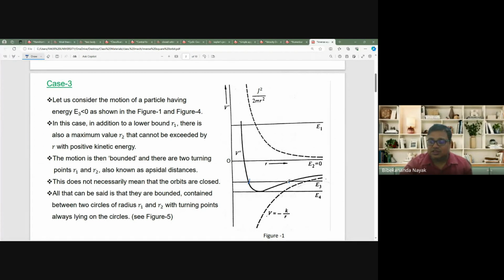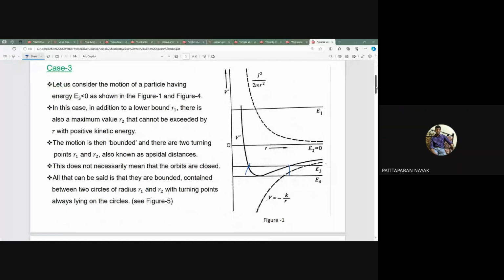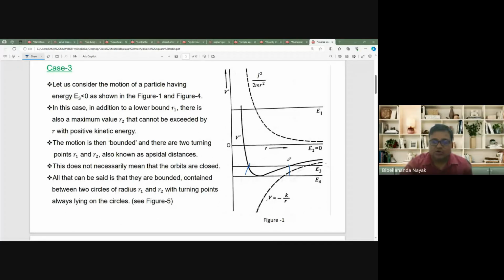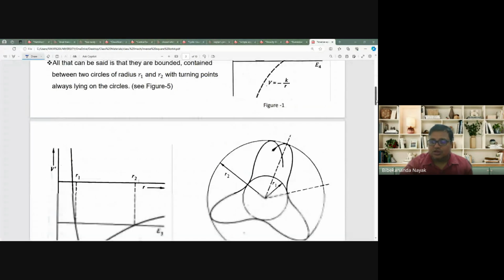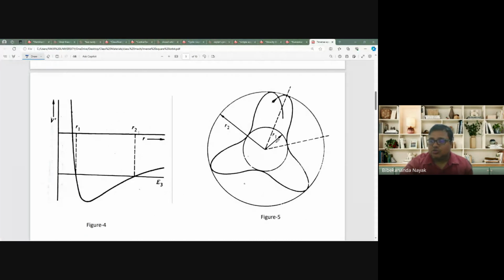Okay, if you say this is R1, this is R2. 2 turning points means motion is bounded. We can say motion is bounded between 2 distances, R1 and R2. Or if you plot it, this is the figure. So motion is bounded between these 2 circles. Motion comes like this, comes like this. Ellipse is a special case of this. Okay, the 2 bounding points.